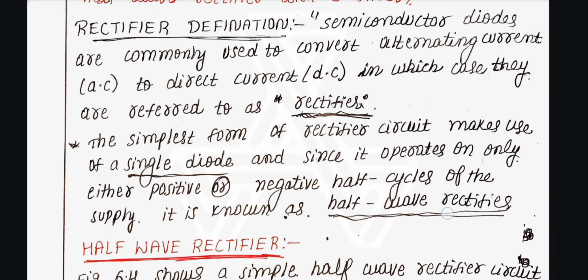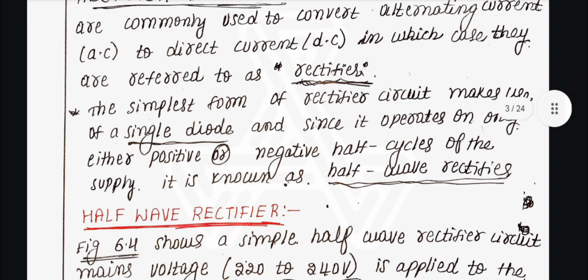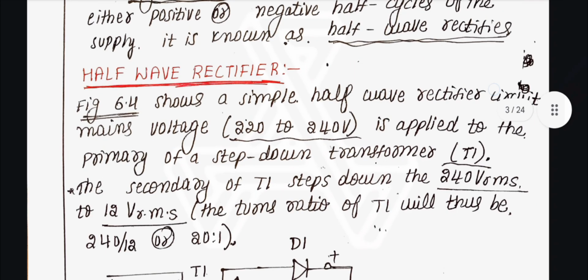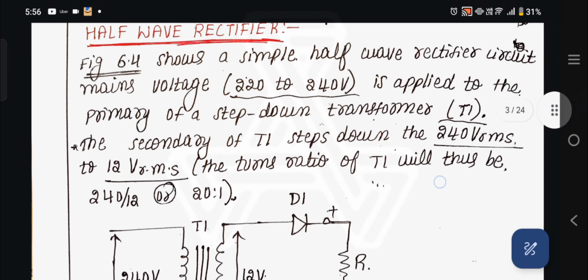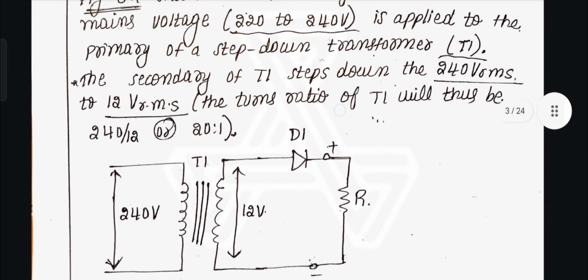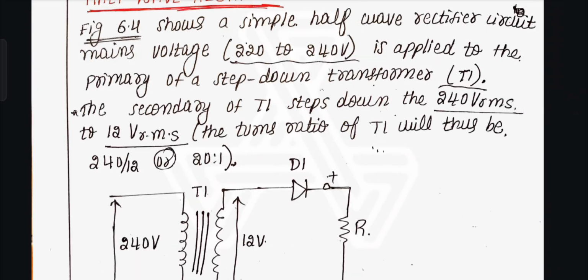Rectifiers are semiconductor diodes commonly used to convert alternating current to direct current, in which case they are referred to as rectifiers. The simplest form of rectifier circuit makes use of a single diode. Since it operates on only either positive or negative half cycles of the supply, it is known as a half-wave rectifier. Half-wave rectifier circuit. Figure 6.4 shows a simple half-wave rectifier circuit.